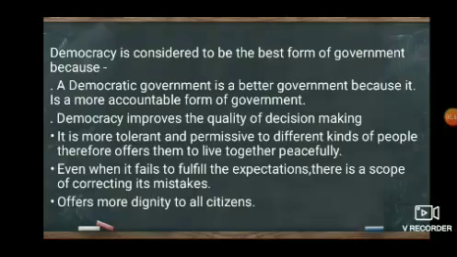In democracy, those governments who are responsible and who perform their functions well, and they also fear the opposition party and citizens. If they do any wrong or take wrong decisions, then they would not be elected in the next election. So a democratic government is a better government because it is a more accountable form of government.